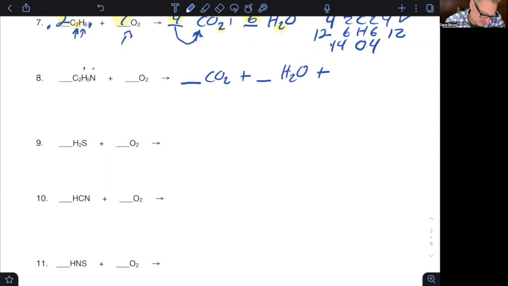And then I have my nitrogen. Nitrogen's just going to be nitrogen. But very important to remember, that is one of the diatomics, so it has to be N2. It won't balance if you don't do that. All right, so let's take a look here.